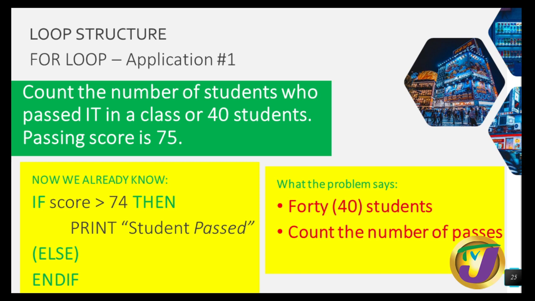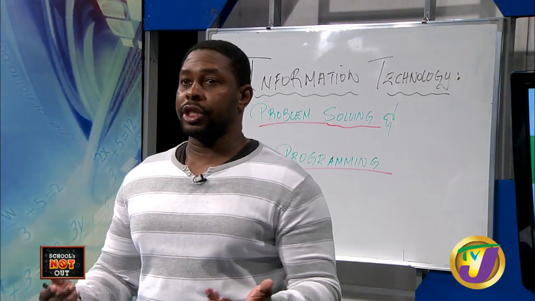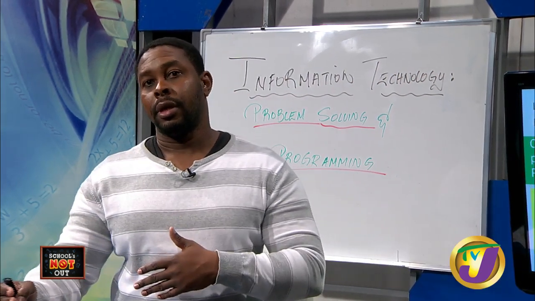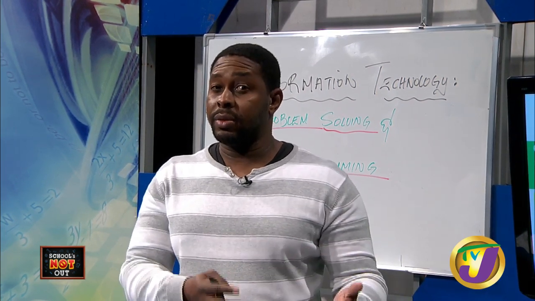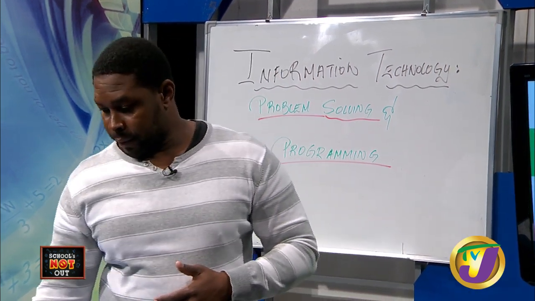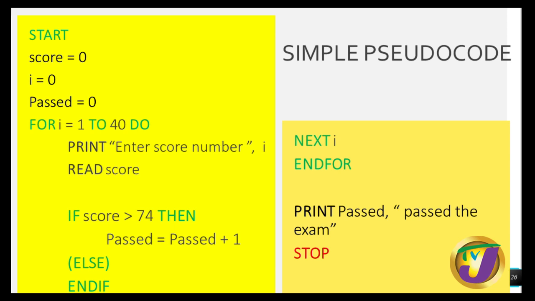So what do we already know? We already know the condition under which a student passes. If the score is greater than 74, then the student passes. So we know that. What the problem is now presenting to us is that we have 40 students to do this very same operation for, and we need to count who has passed. All right? With that said, we change our pseudocode now to resemble that very solution.